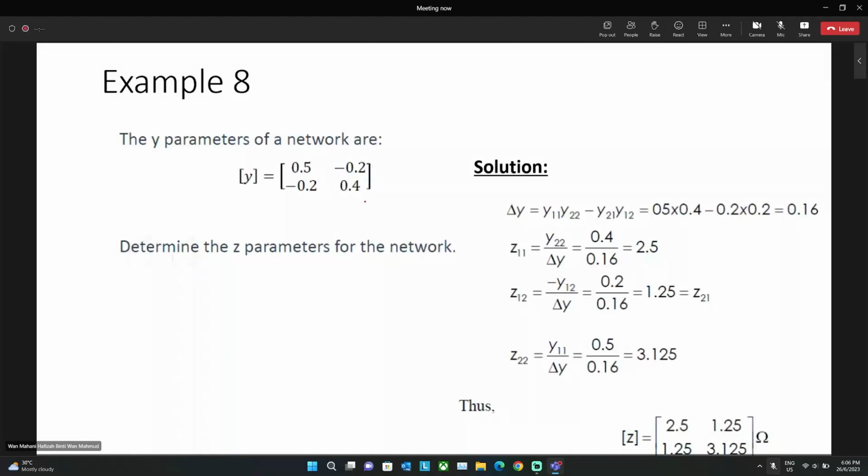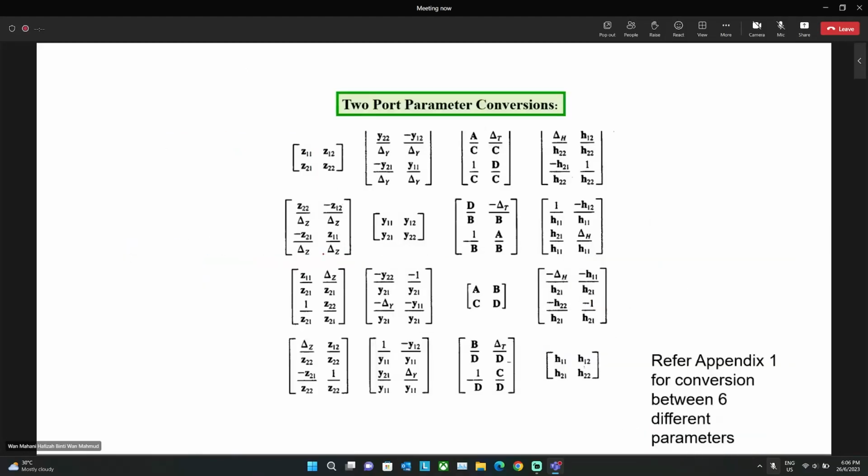Contohnya kat sini dia bagi Y parameter kan. You tengok sini. Daripada Y nak tukar kepada Z. Ini Y, originally Y kat sini. Kita nak tukar kepada Z parameter. Ini Z, Y, ini transmission, ini hybrid. So daripada Y, kita nak convert kepada Z. Kita akan guna this one. Okay, this one.